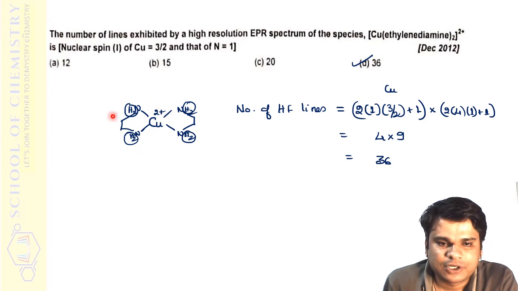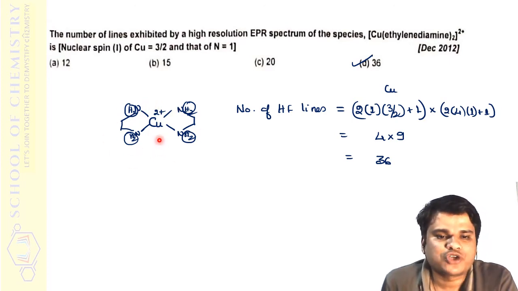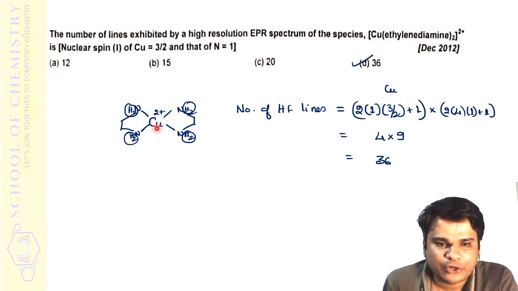As I have shown the structure here, of course copper 2 plus complex will have just one unpaired electron, and that one unpaired electron will couple with copper first, and then if any other coupling is possible, even that coupling is to be considered. So for the number of hyperfine lines, we first consider the coupling with copper, and again the 2NI plus 1 formula.